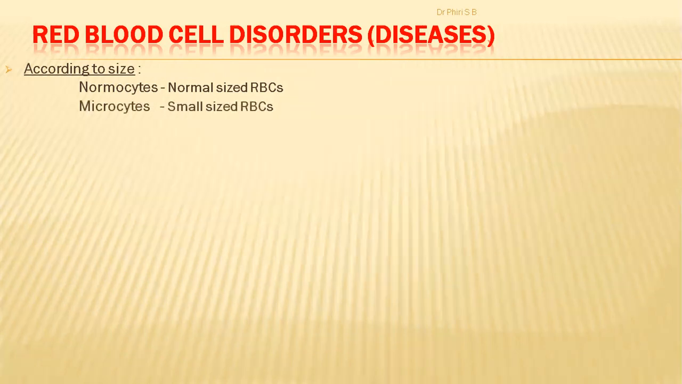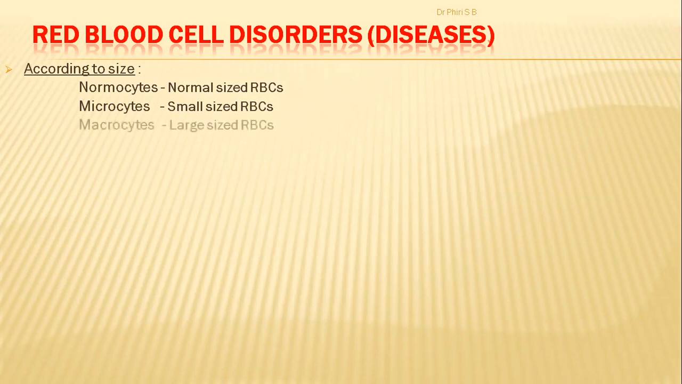The microcytes, these are small size red blood cells. Normal size red blood cells. Microcytes are small size red blood cells. So you're looking at the MCV. Then you have macrocytes. Macrocytes are large size red blood cells.